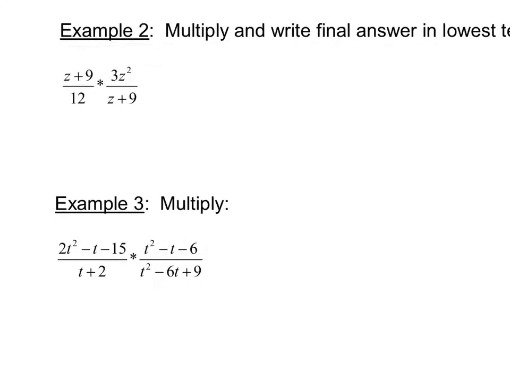So multiply, write the answer in those terms. So again, anything we can factor, no. But if we group things, these are going to cancel. 3 goes into 3 once, goes into 12 4 times. So you have z squared on top, 4 on the bottom. Okay?